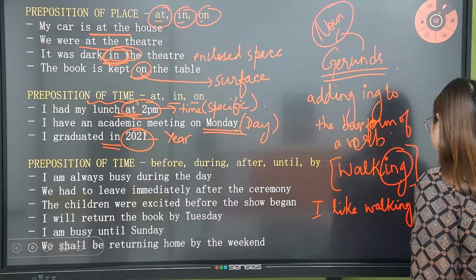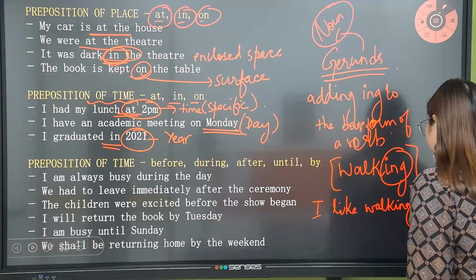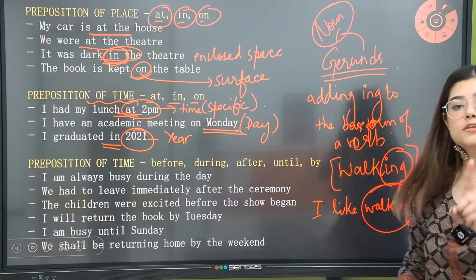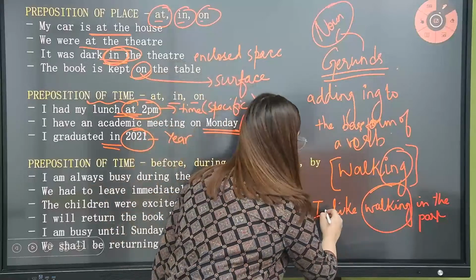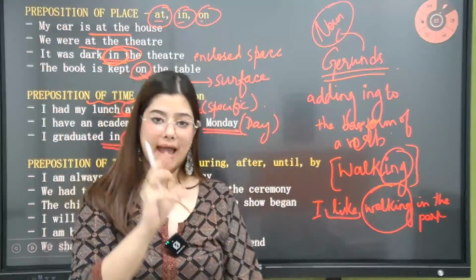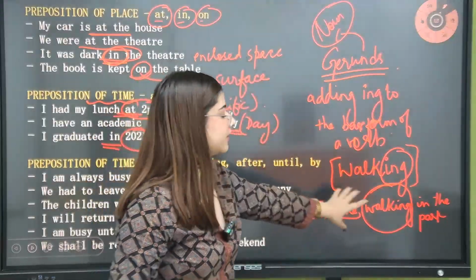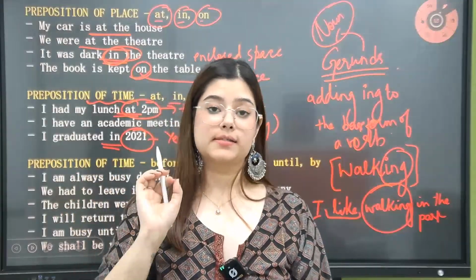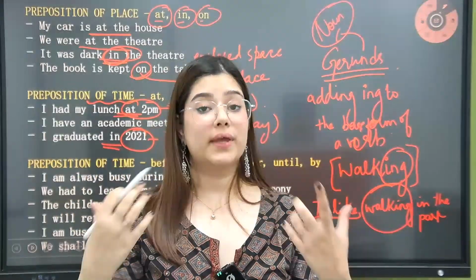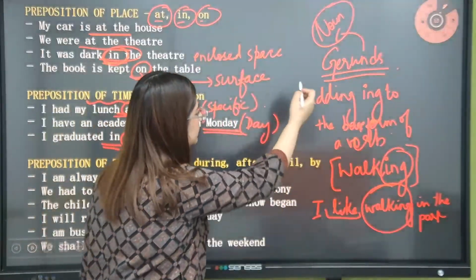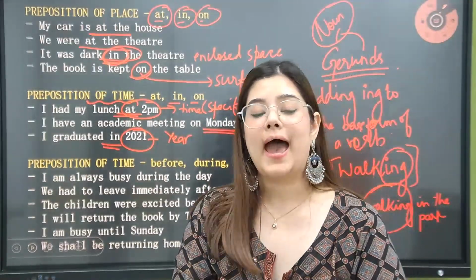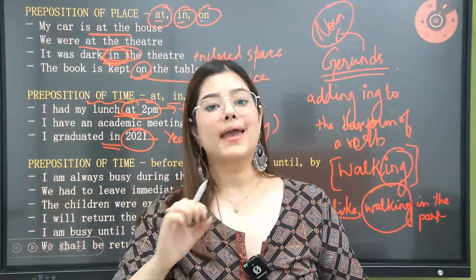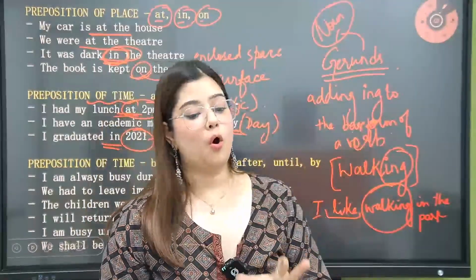Now here, walking is not your verb. It is your noun. Like is your verb. Working is not your verb. It is a noun. You're doing something, right? So gerunds are basically words that act as nouns, and they are formed by adding ing to the base form of a verb.